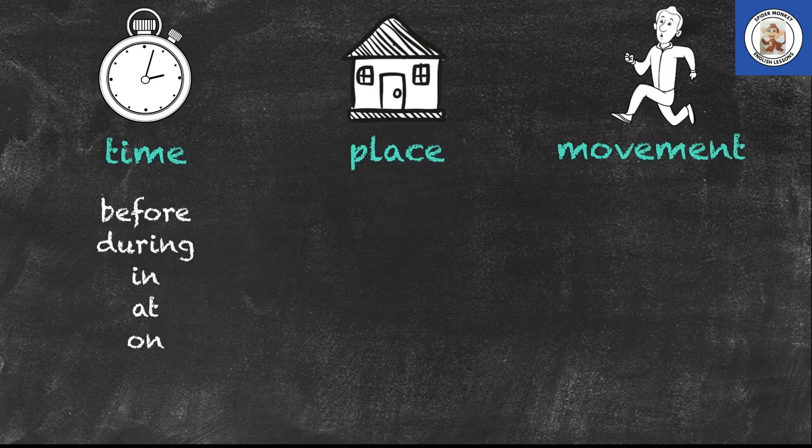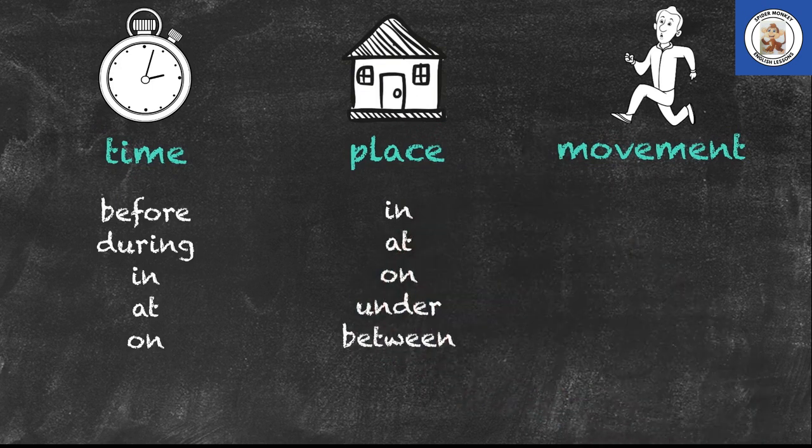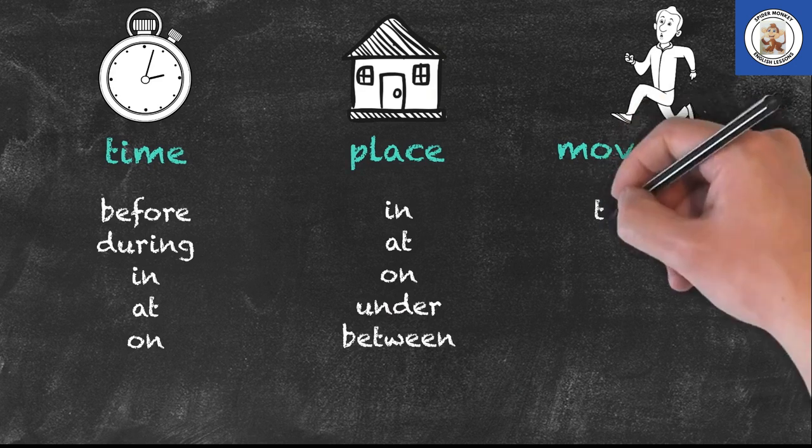If I said, I work at 8 o'clock, I'm showing a relationship between the time, 8 o'clock, to the rest of the sentence. We have our prepositions of place: in, at, on, under, and between. If I said, the book is under the table, I'm showing a relationship between the table and the rest of the sentence. Then we have our prepositions of movement.